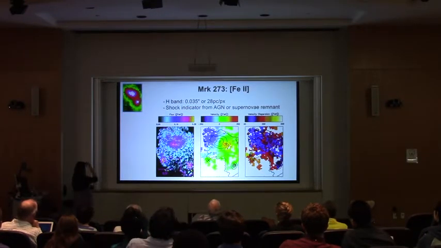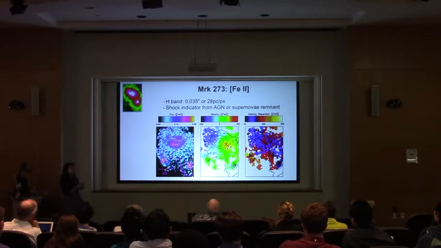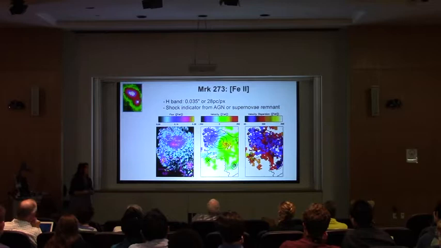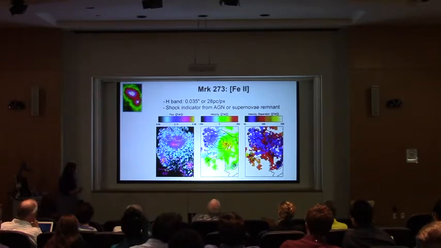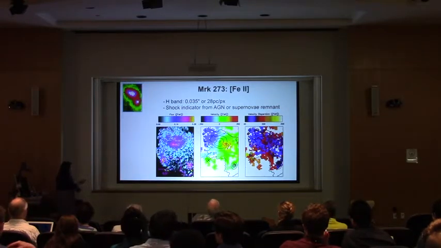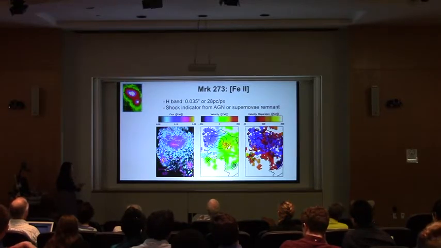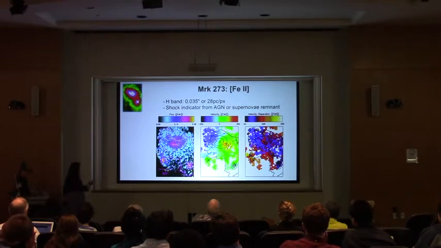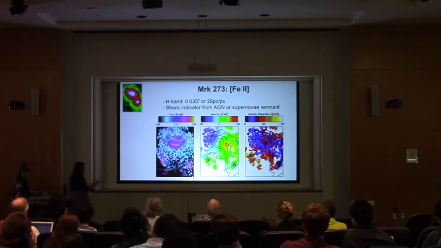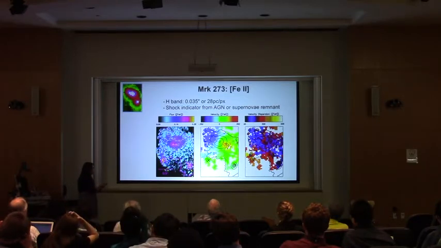But for this galaxy, we had H-band data, which allows us to map the iron-II, which is a shock indicator from either AGNs or supernova remnants. And immediately you see that in the flux map, the iron-II is actually brightest in this southeast region that I've marked. The contours are from the H-band continuum. But what's really interesting is if you look at the velocity map, you see this classic rotation curve.